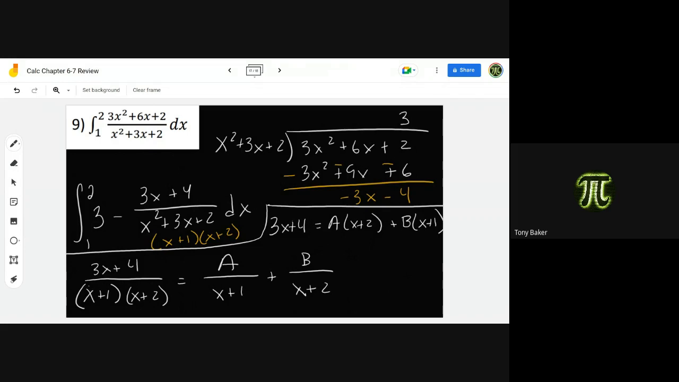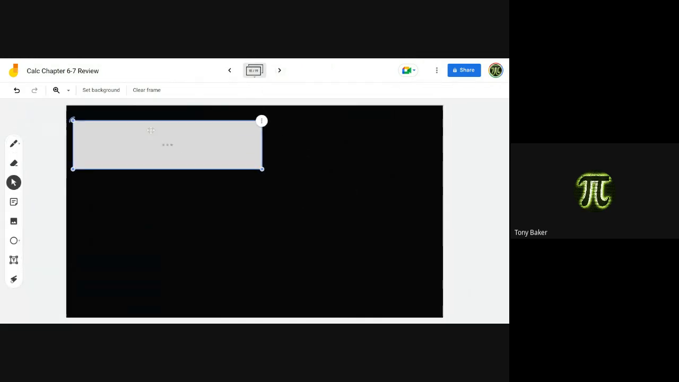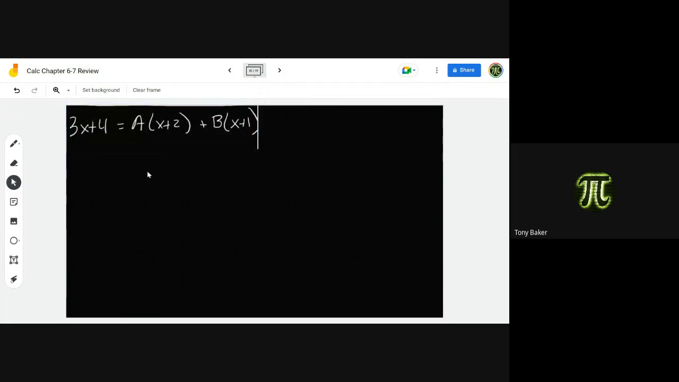Yes, those are the two I'm going to plug in. So now I have to do my little trick I showed you by plugging in some numbers. So we're going to make x equal -2, which will get rid of my a. So I've got -6 plus 4 is -2 equals -b. So b equals 2. And then if I plug in -1, I get 1 equals a.